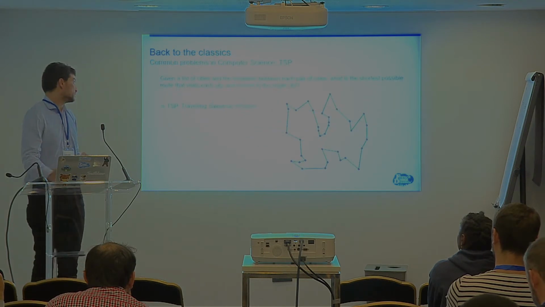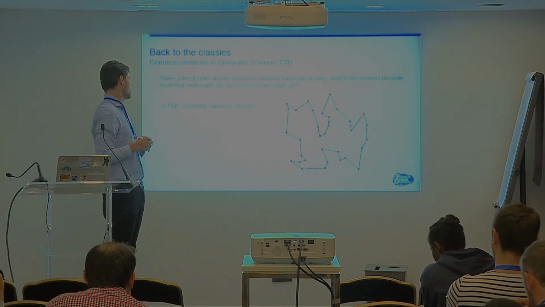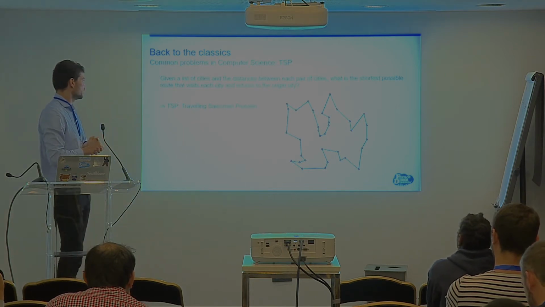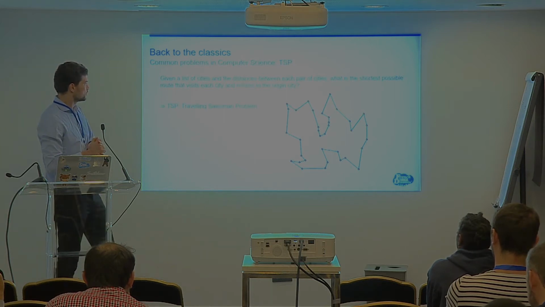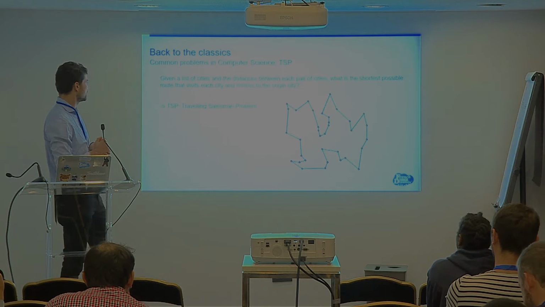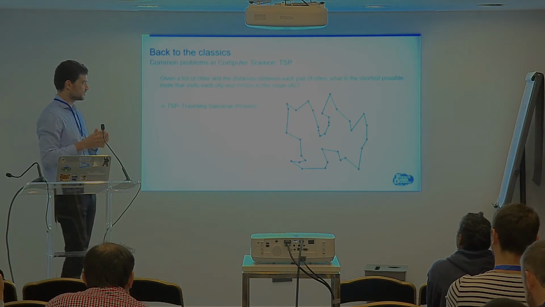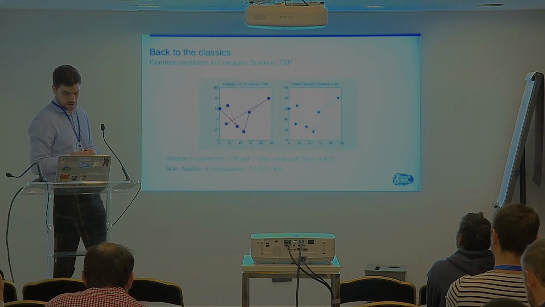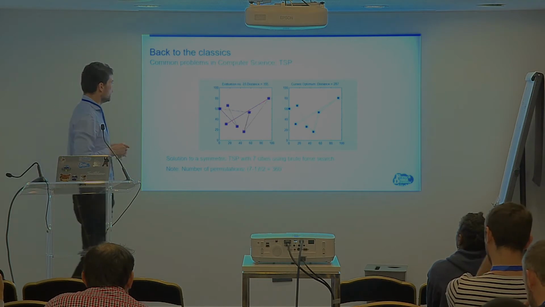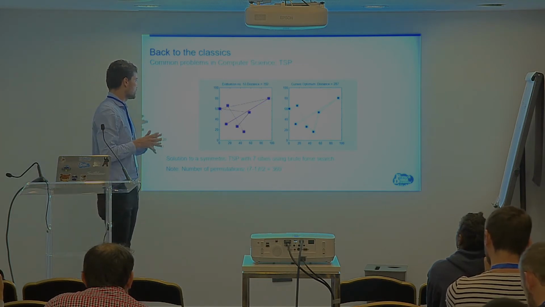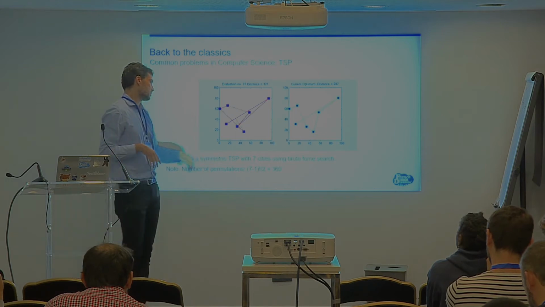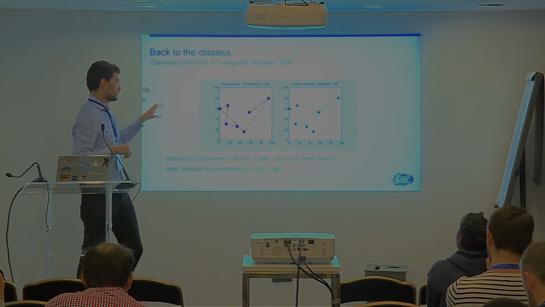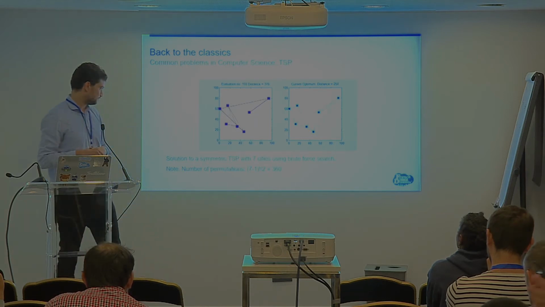I want to talk about a common computer science problem, which is the traveling salesman problem. It is defined by asking this question: given a list of cities and distances between each pair of cities, what is the shortest possible route that visits each city and returns to the origin city? Naturally, we'll try to assess all the combinations. It's a kind of brute force approach, and we will try to find the optimal route for this problem.